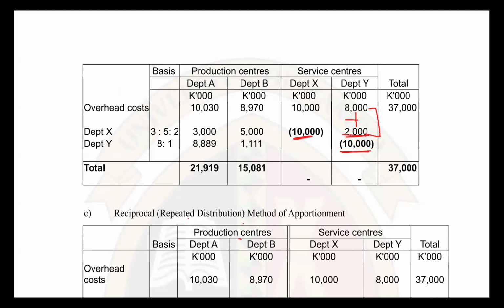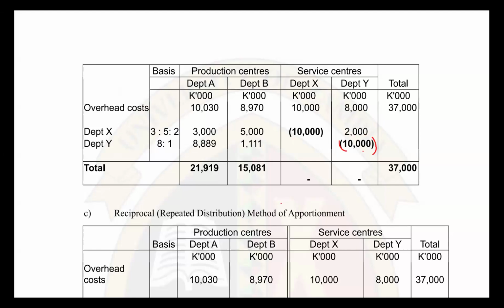Whatever the total will be, that is how much you're going to be reapportioning. So in our case, we are reapportioning 10,000 from Y now. So now, how do you reapportion the 10,000? There are bases of apportionment that we are given, right?